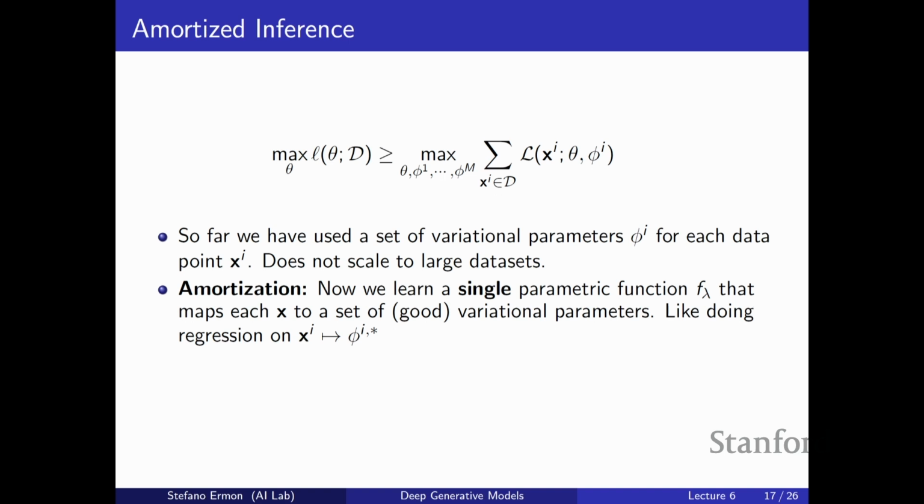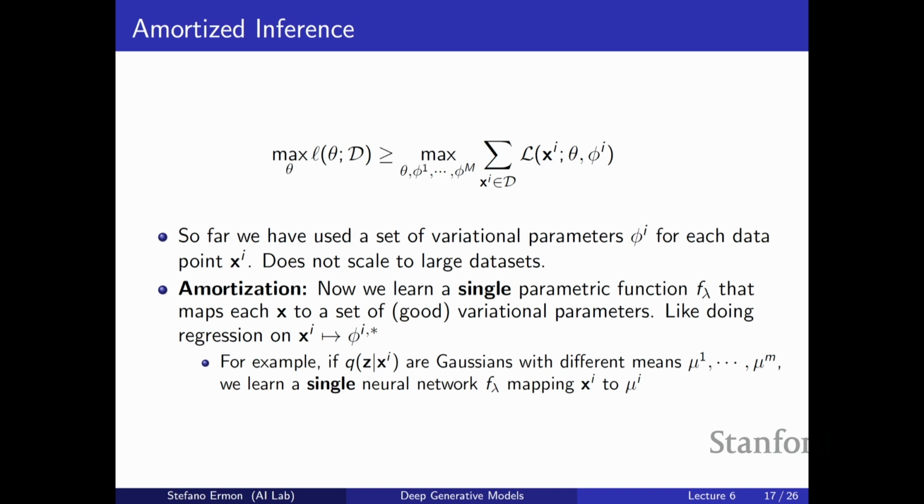It's going to be the encoder of the VAE, which we're going to denote as f lambda. And this function is going to try to guess a good choice of variational parameters. So it's going to try to do regression on this mapping between x_i and the optimal variational parameters. It's going to try to guess what's a good way of approximating the posterior for the ith data point. And this is much more scalable because we have a fixed number of parameters that we're trying to optimize: we have the theta and we have the encoder.